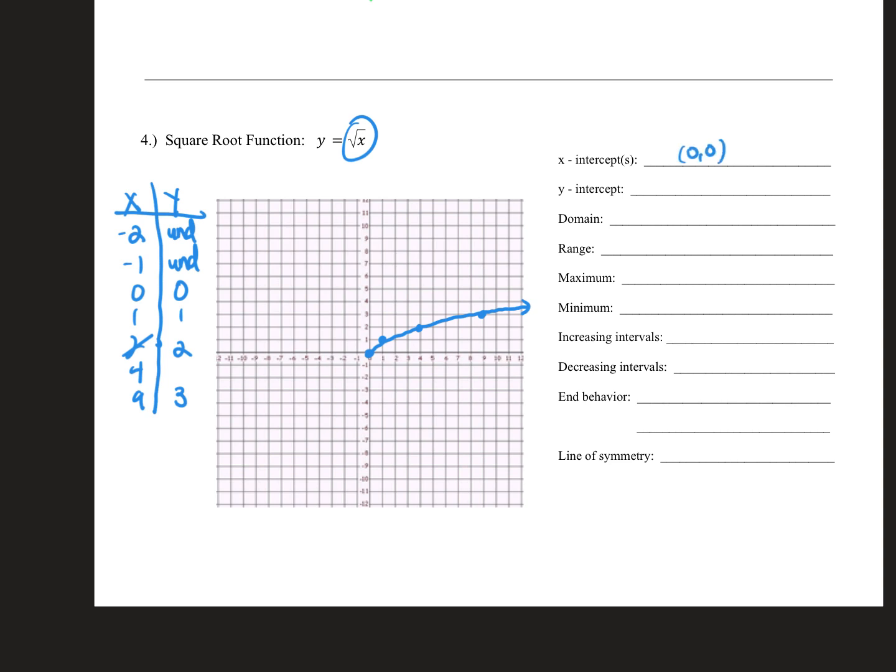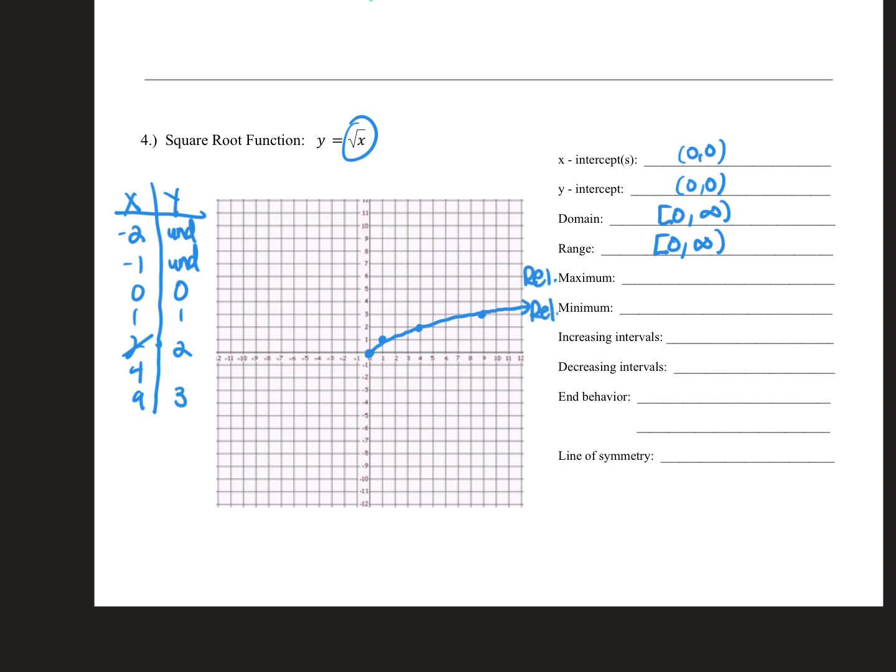X-intercept, 0, 0. It's also the y-intercept. Domain is going to be from left to right. There's no x values that are included until I get to x is 0. It's going to get a bracket to infinity. Range from bottom to top. There's no y values included in this graph till I get to y is 0. And then it's everything higher than 0. So 0 to infinity.